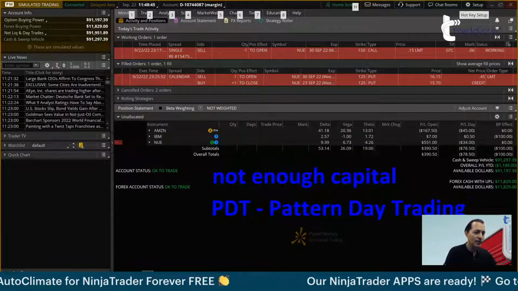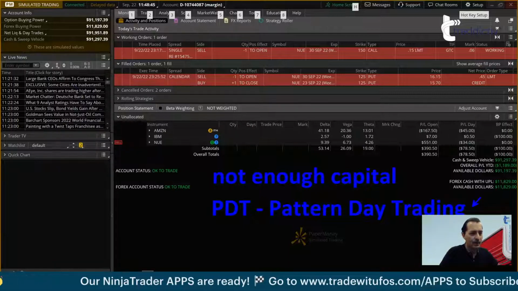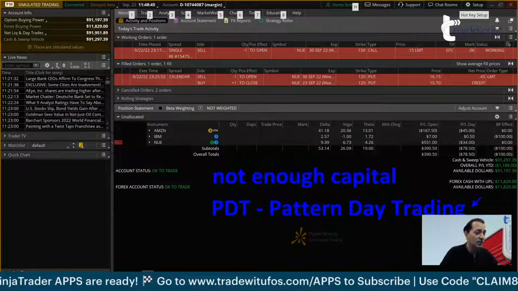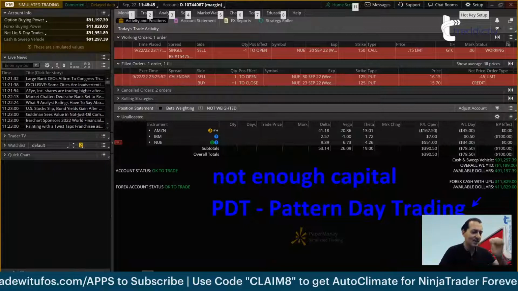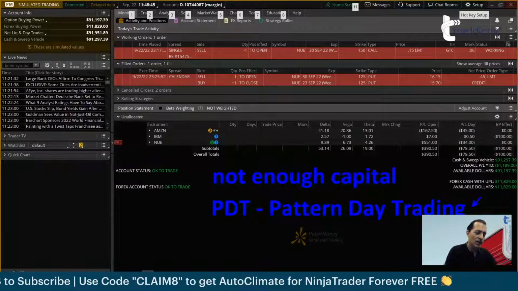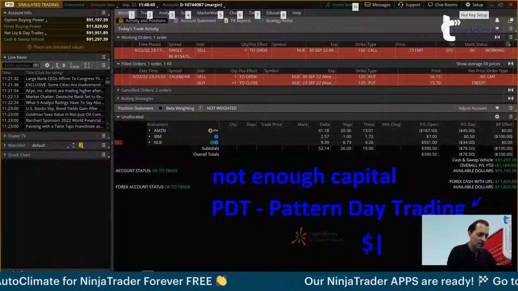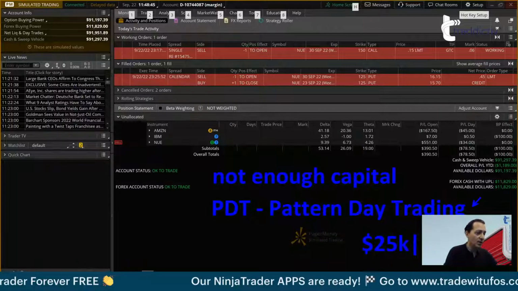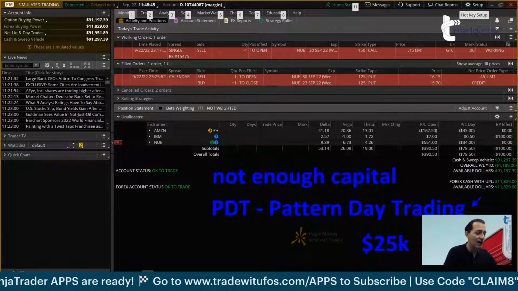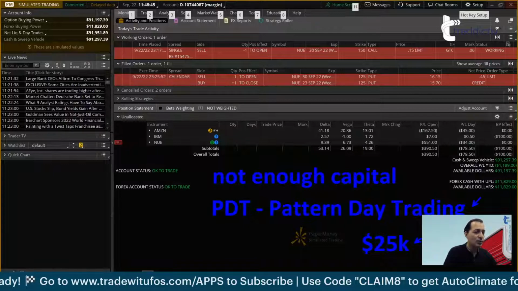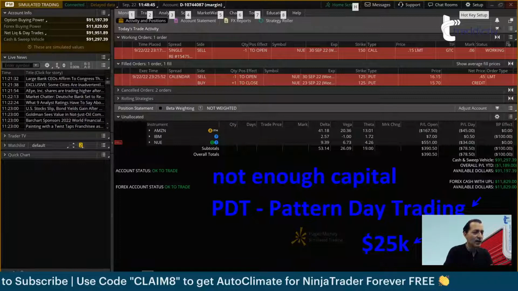Okay, so pattern day trading. Pattern day trading is basically the consequence of a specific law that is set and applied to all brokers in the US, where if your account has less than 25K, and this applies to equities and options on equities, not to futures or options on futures, you have limits on how many trades per day you can open and close.